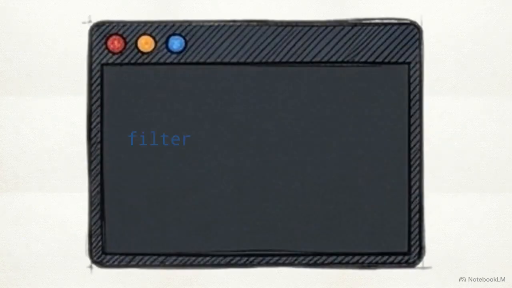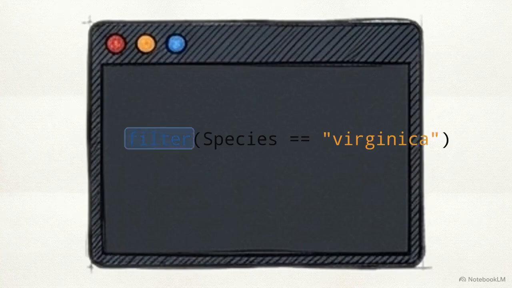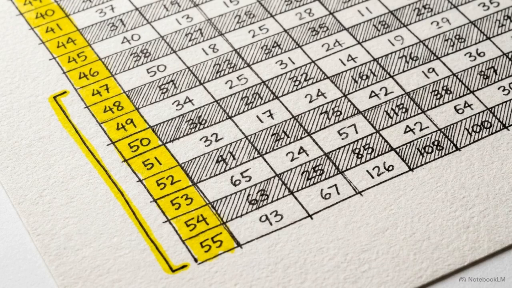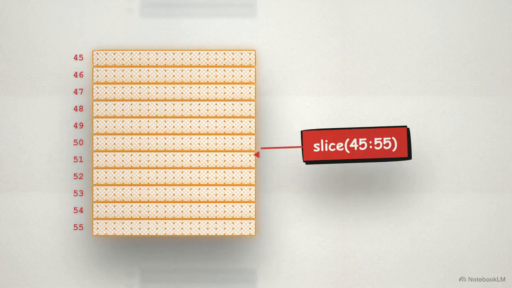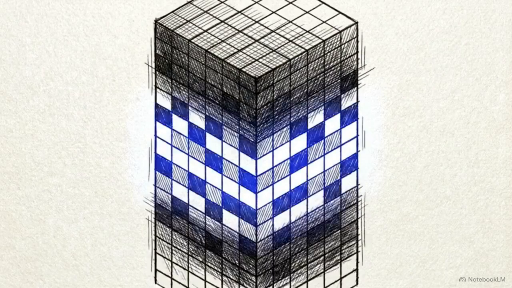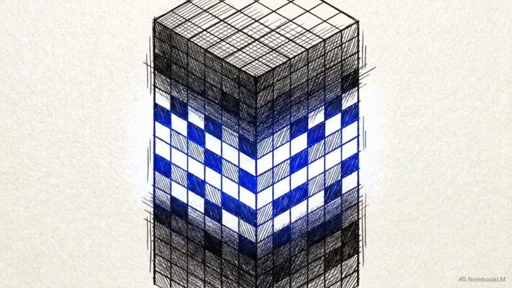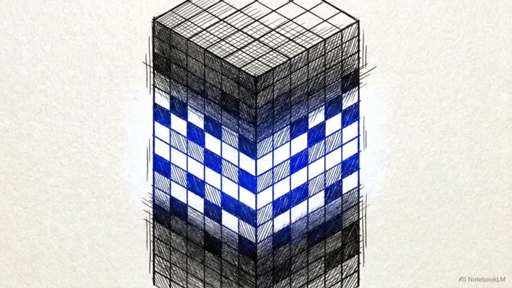Now we want to narrow down our rows. The filter verb lets us extract only the data where the species is Virginica. Keep in mind, R requires a double equal sign here to check for that exact match. If you need to isolate data based purely on position, you can use the slice verb. This command extracts a specific numerical range of rows, like selecting rows 45 through 55. This subsetting removes irrelevant noise right at the start. By stripping away what you don't need, you focus computational power on what actually matters.